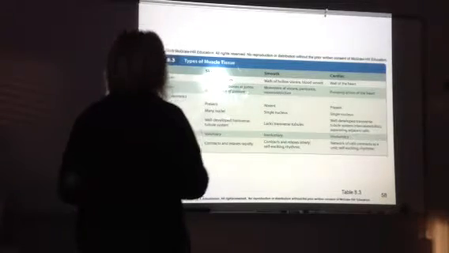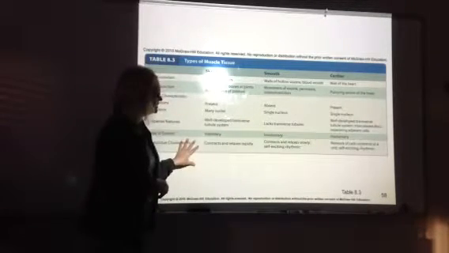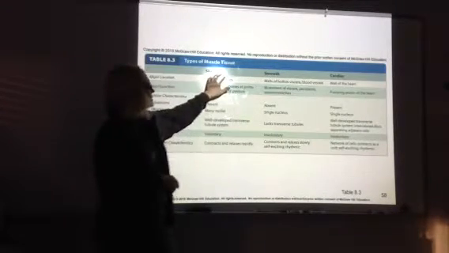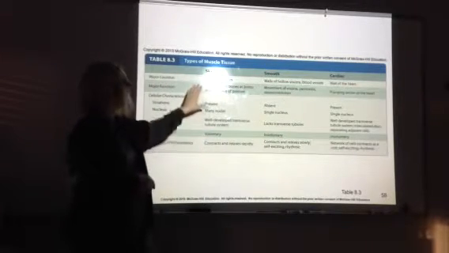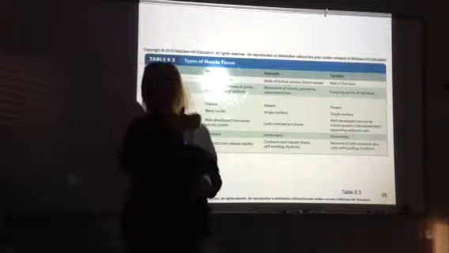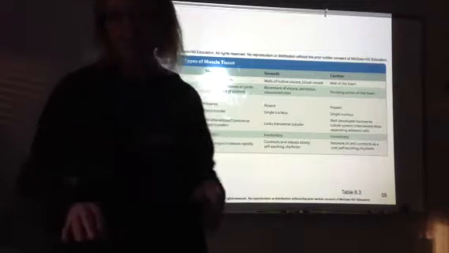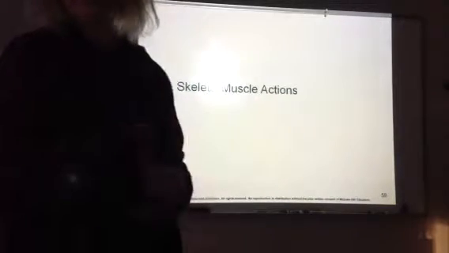So here's kind of a sum up of all your muscles, and this table's in your book. So skeletal, smooth, cardiac. I'm not going to read through all of this, but it's a very good tool for comparing the different types of muscles.